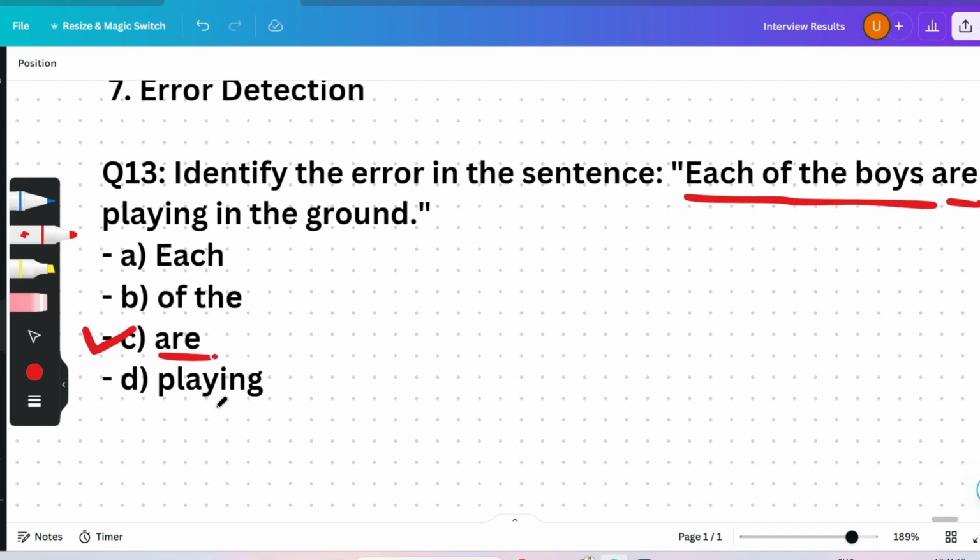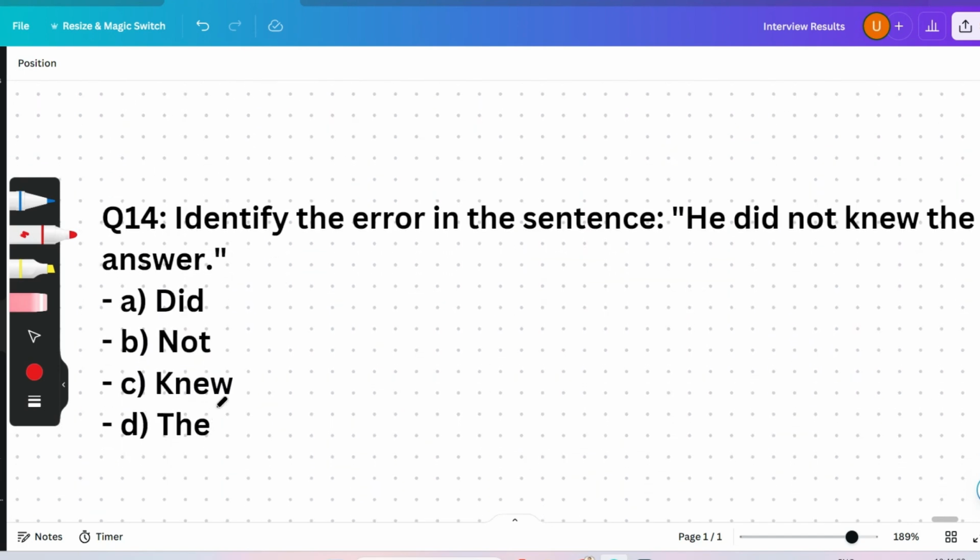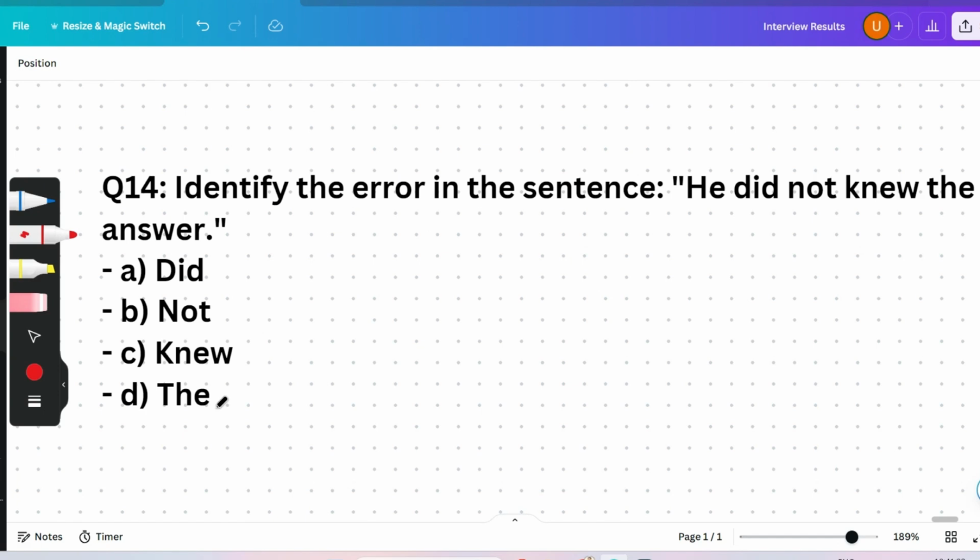Okay, so the next question is: identify the error in this sentence. "He did not knew the answer." So he didn't know the answer. So where are the mistakes? So this is again a quiz question for you. I'm not giving the answer.